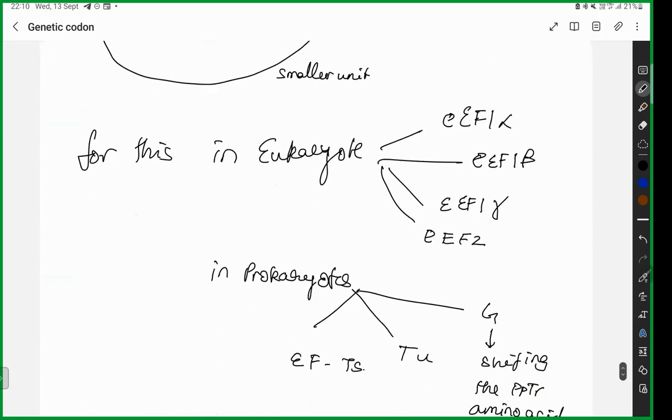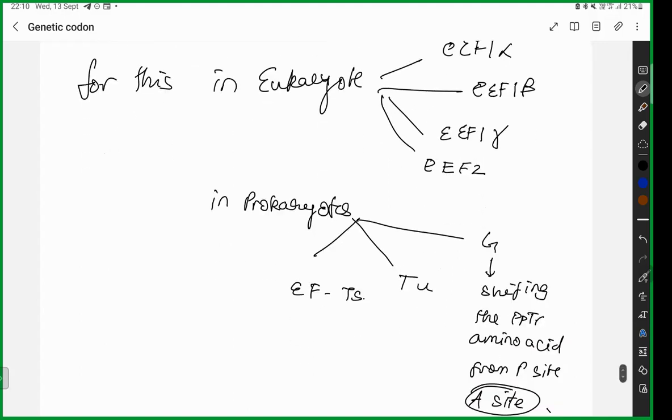For this to occur, in eukaryotes you have different factors, very similar: EF1 alpha, 1 beta, 1 gamma, and EF2. These are elongation factors. Similarly, prokaryotes have 3 things: elongation factor TS, elongation factor TU, and G. G is the one required for shifting the peptidyl amino acid from the P site to the A site. Till this, is it clear?